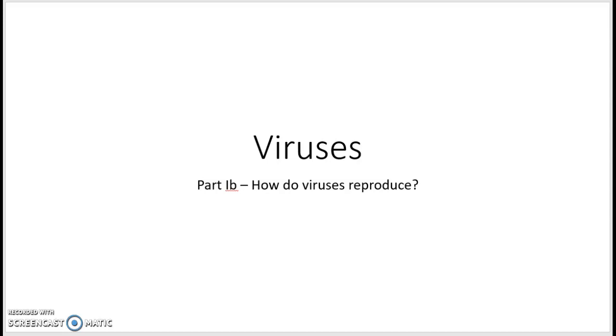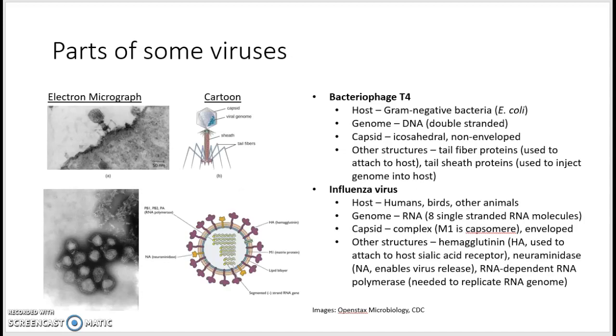So if viruses aren't alive, how do they reproduce? To talk about this, I'm going to go into two separate examples. First, we're going to talk about bacteriophage T4, which is a virus that does not infect people.